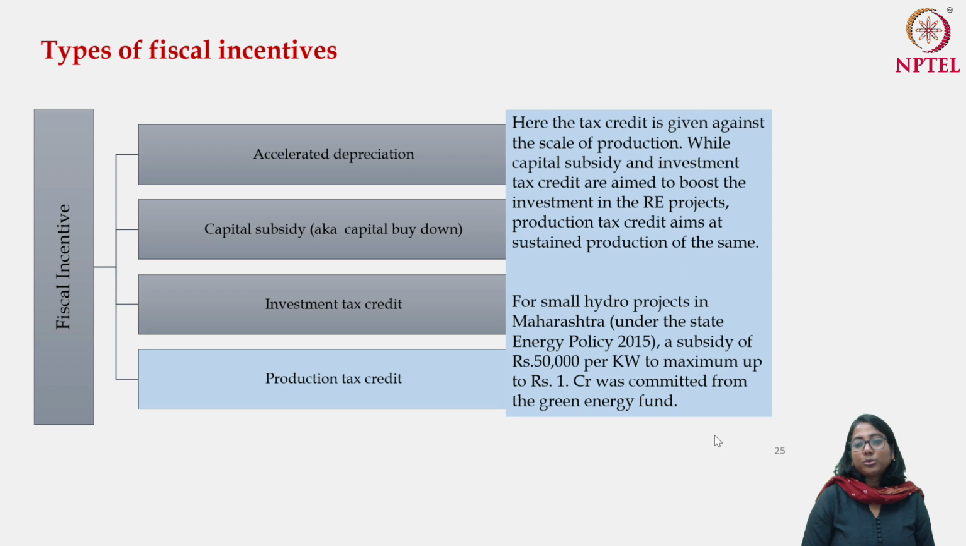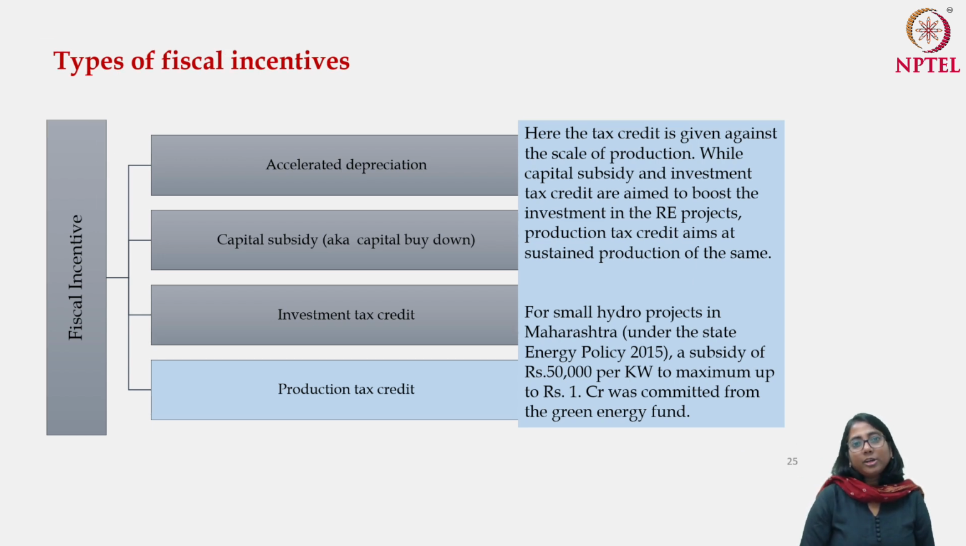Once again we come back to the Maharashtra Energy Policy 2015, which is actually a very vibrant policy. For small hydro projects, a subsidy of 50,000 per kilowatt, up to a maximum of 1 crore, was committed from the green energy fund. So this is an example of production tax credit. In a nutshell, these are the different types of fiscal incentive. There can be other forms, but these are the main instruments that you have.